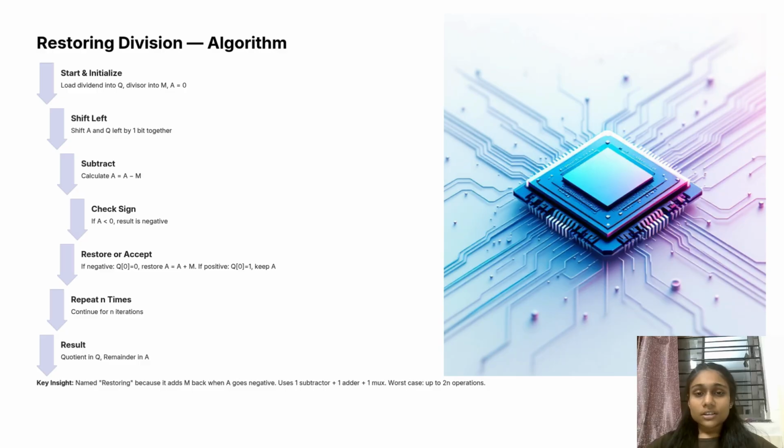In the flowchart, we start with initialization, then perform shift, subtraction and sign check inside a loop. Based on the sign, we either restore or continue and repeat until all bits are processed.